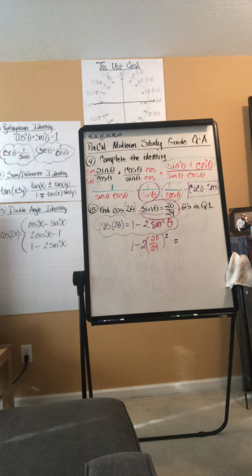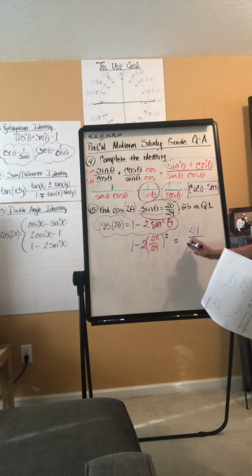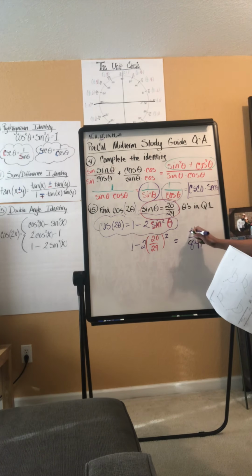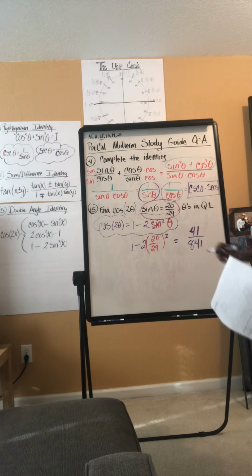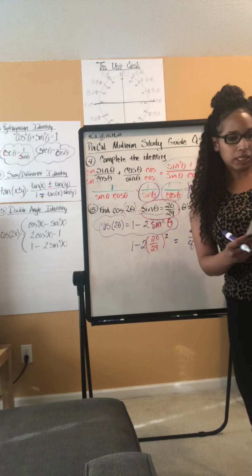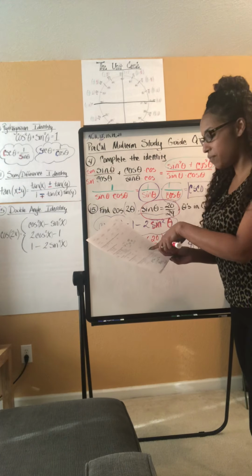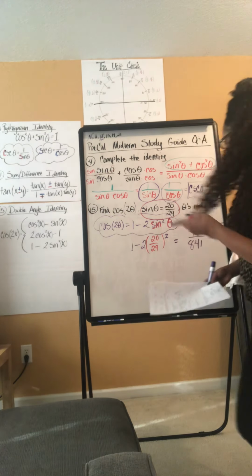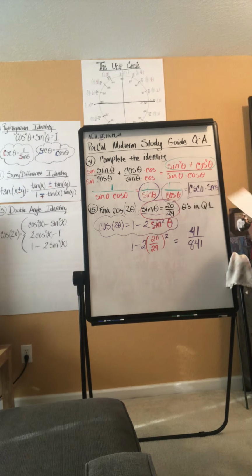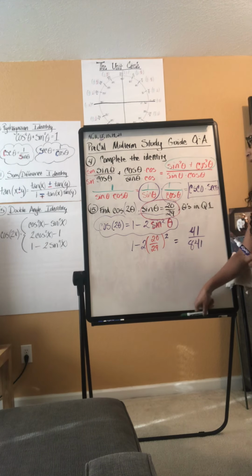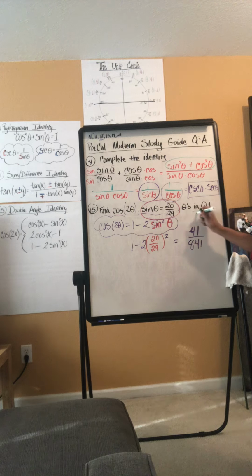For 15, when I do this, it gives me 41 over 841. No, I do not expect you to do that in your head, did I? No. Now there were choices on your midterm review. You have a 40 over 841. You also have a negative 41 over 841. All right, so the way I determine whether this is positive or negative is that last part of the sentence where they said that it's in quadrant 1.